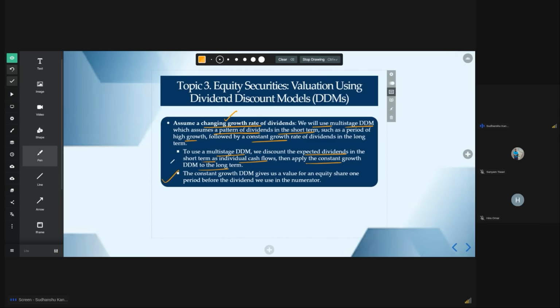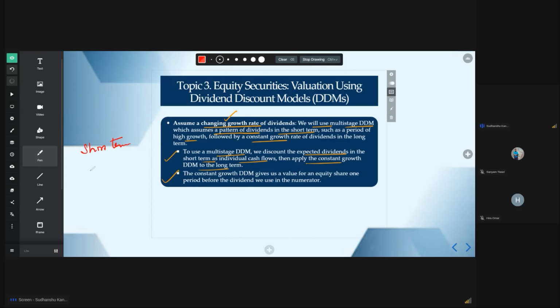But we will solve this question tomorrow. You will not understand the multi-stage DDM till we do a question, because unless somebody solves a question, it will not be clear. Basically, in multi-stage, what we are doing is we will divide it into stages. We will say, okay, this is short term, so short term will be different.